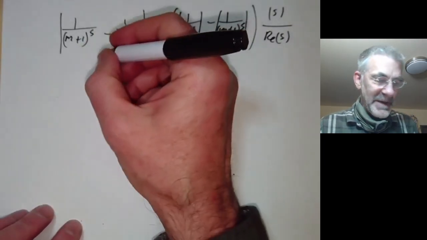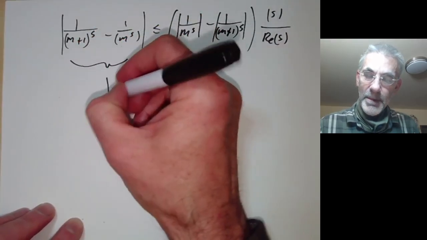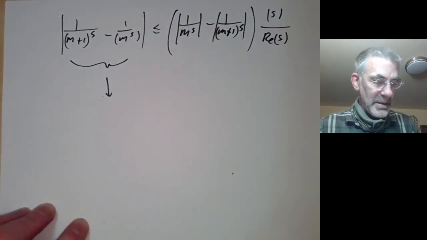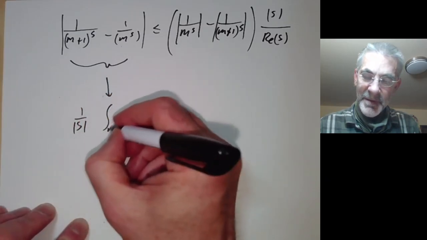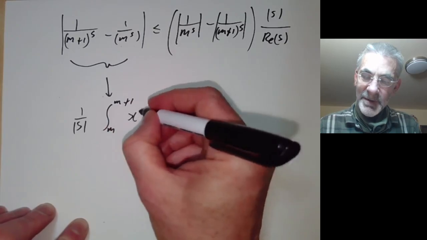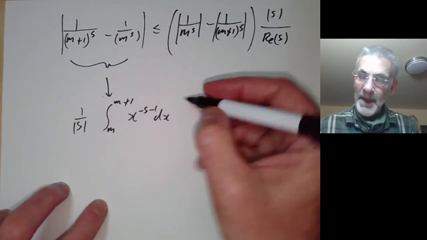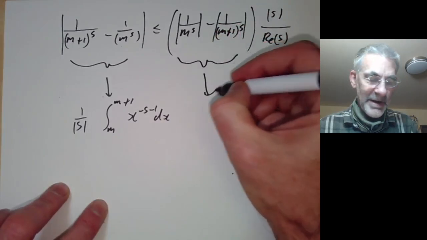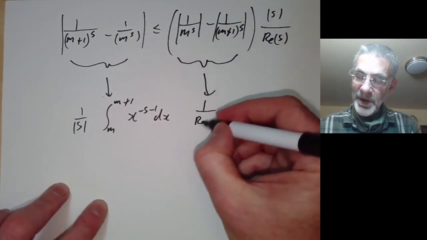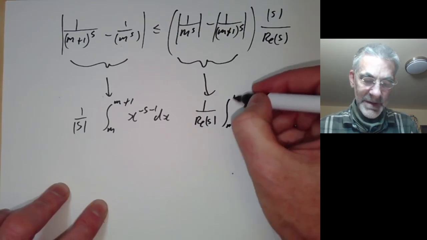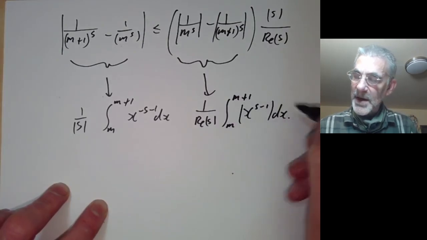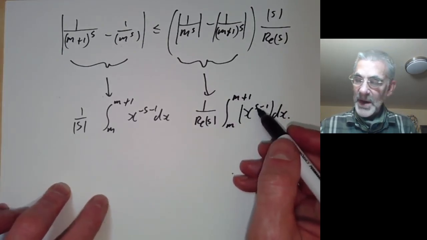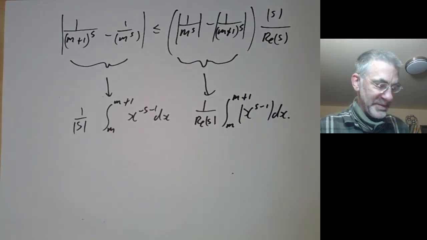So the reason for this is that this term here is going to be at most 1 over the absolute value of s, times the integral from m to m plus 1 of x to the minus s minus 1 dx. And similarly, this term here is going to be at most 1 over the real part of s times the integral from m to m plus 1 of x to the s minus 1 dx. Because the absolute value of this you get just by replacing s by its real part.